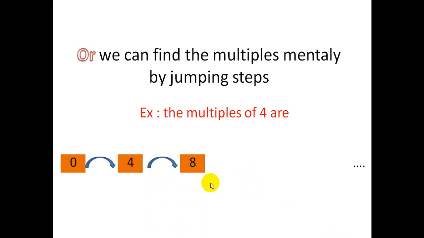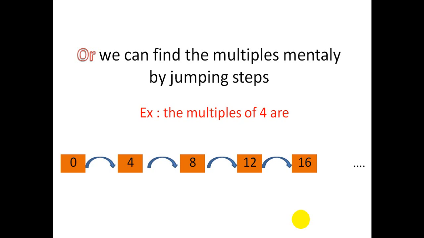And after it, if I want another multiple of 4, I will jump another 4 after the 8. So I'm standing on 8 now and I will move 4 steps. After 8, 9, 10, 11, 12. I get 12. Okay, and so on. After 12, 13, 14, 15, and 16. And after 16, 17, 18, 19, and 20.